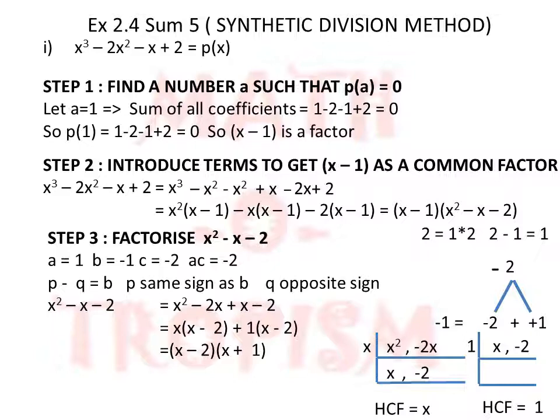Another thing which we can notice is, since this is same for all the sums with x square coefficient being 1, whatever we had split the ac into, we had split minus 2 and plus 1. The same thing will come in the answer. So we could have directly written x minus 2 into x plus 1. So x cube minus 2x square minus x plus 2 is equal to x minus 1 into x minus 2 into x plus 1.